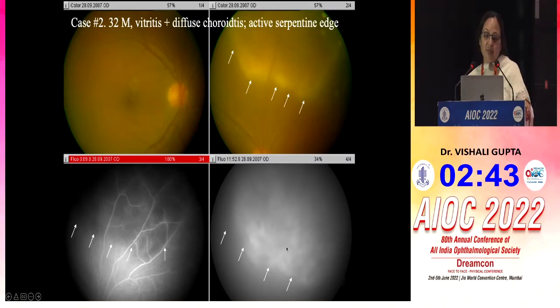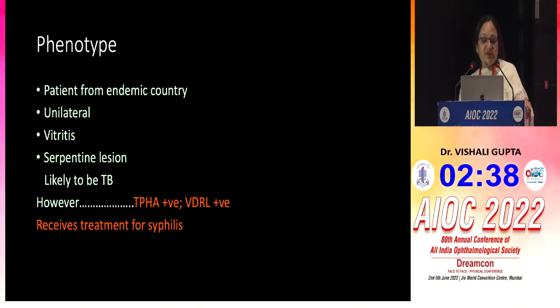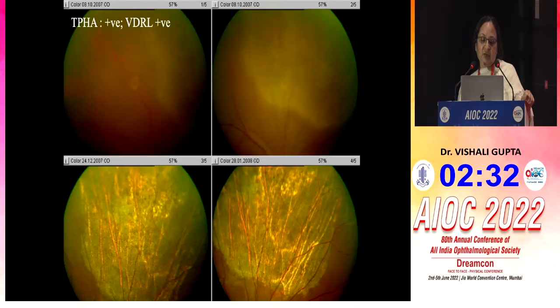Syphilis is another one which can mimic, and this is the placoid choroiditis due to syphilis. So syphilis is something that you should rule out for all the choroiditis, irrespective of its shape, size, color. So this is post-antisyphilitic treatment.